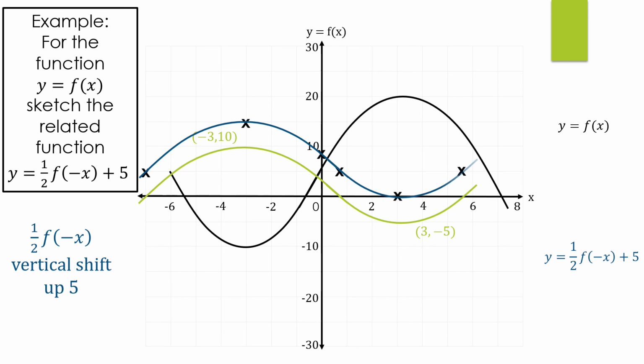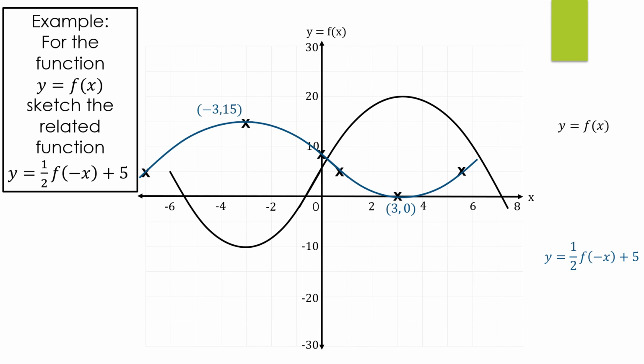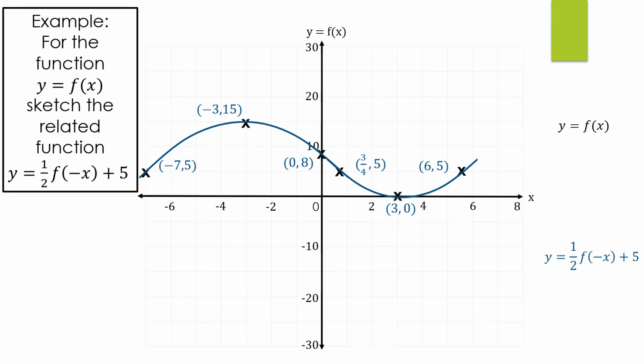And then we're going to neatly draw our curve in. We're going to mark on every single one of those points, and then we're going to remember to label the curve with our y equals a half of f of negative x plus 5 as our final step.